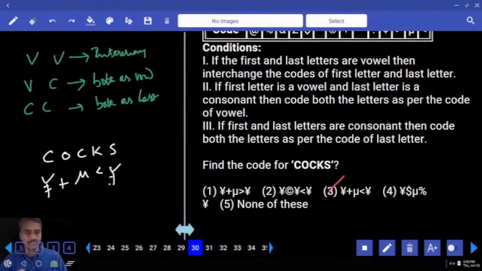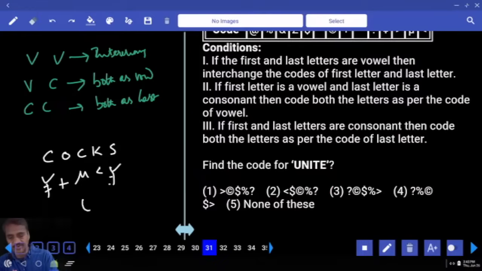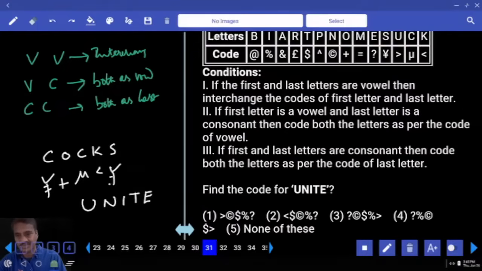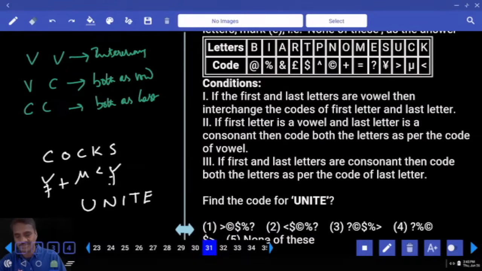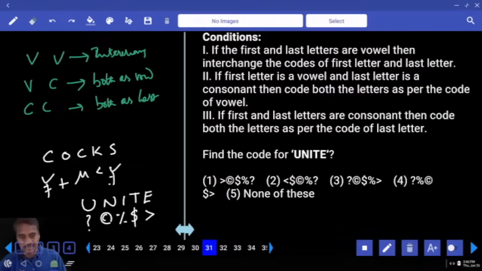The next one, 31. In this 31, you need to find out the code to the word UNITE. U is a vowel and E is a vowel. Both the first and the last are a vowel and a vowel. Then according to condition number 1, we need to interchange. The code for U is greater than, and the code for E is question mark. Then the remaining NIT: N is copyright, I is percentage, and T is dollar. Clear? Then tell me what is your answer here? Question mark and copyright.